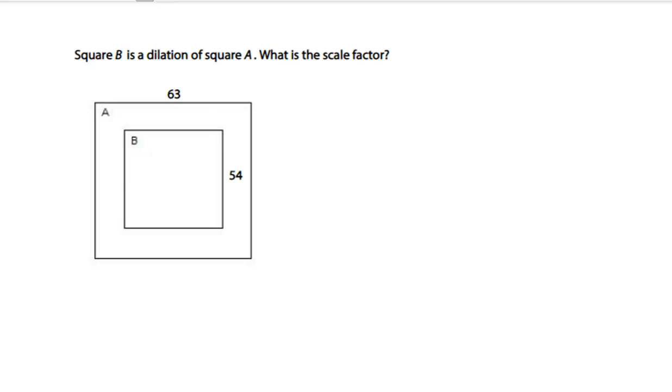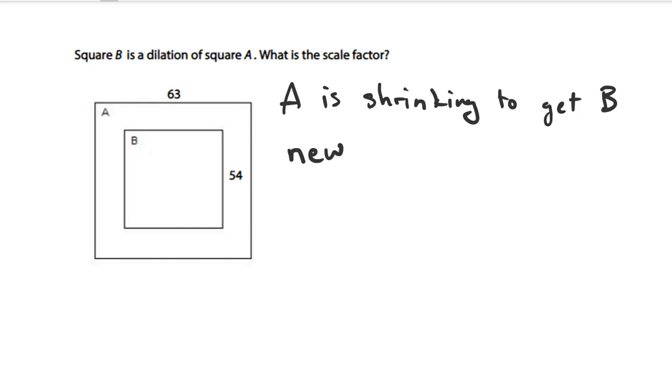Okay, so we can see some observations here. So square A is shrinking to get B. So we shrink A to get a new image of B. That means our scale factor is going to be smaller than 1 because whenever you shrink, you're multiplying by something less than 1. So let's take our new, remember scale factor is new divided by the old, okay?